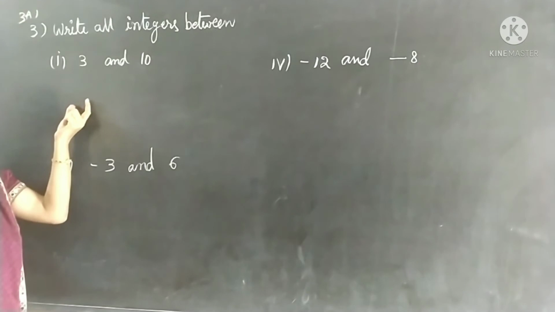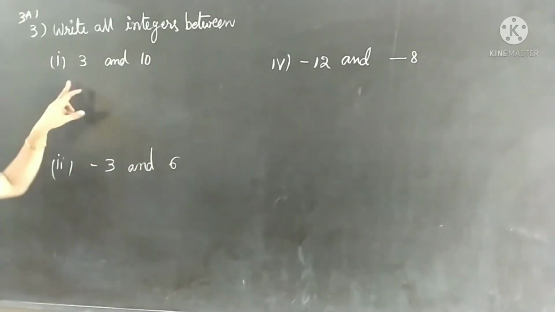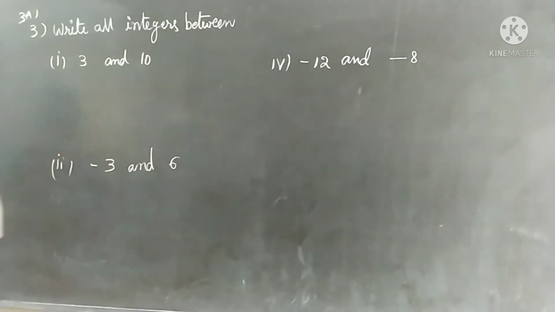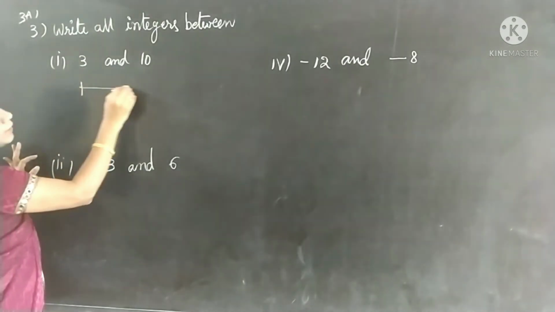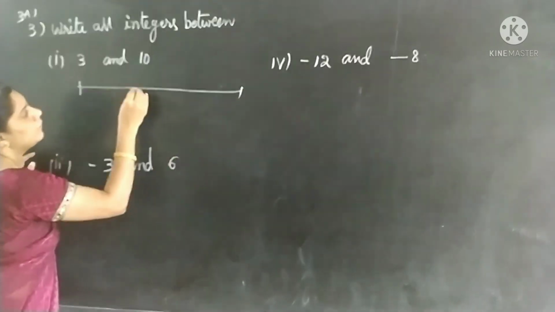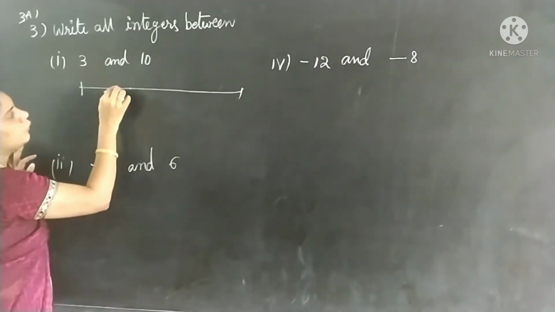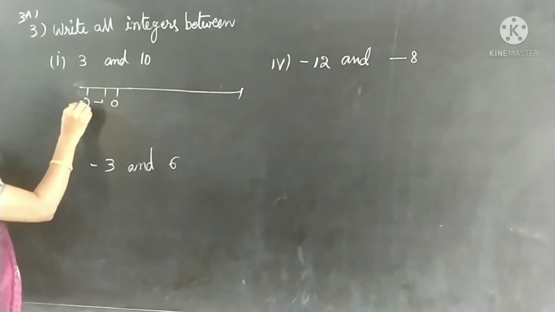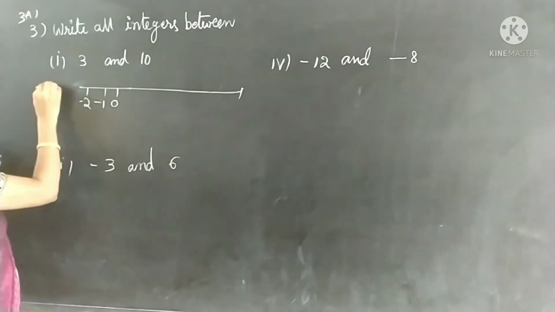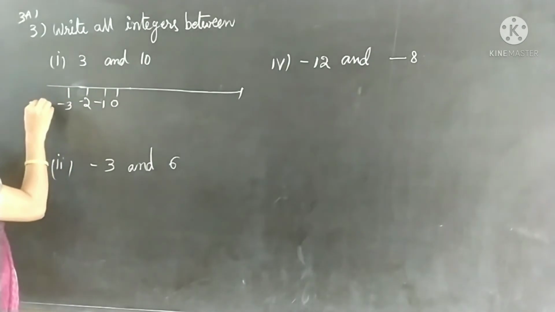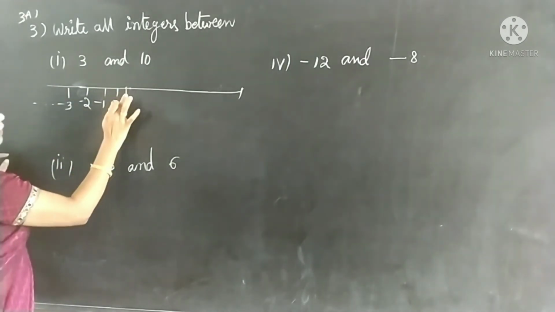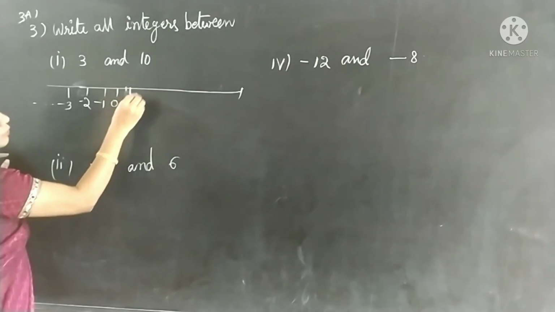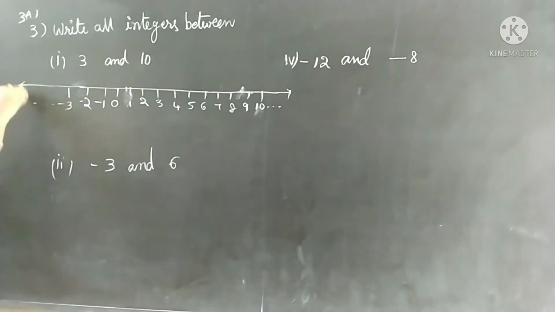Next question, write all integers between. We have to write all the integers between the given numbers. The first one is 3 and 10. First, remember the number line. On this side we will have the negative numbers, and so on. On the right hand side you will have the positive numbers, and so on, like this number line.